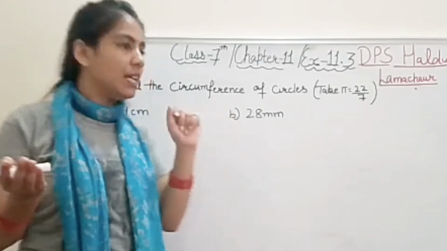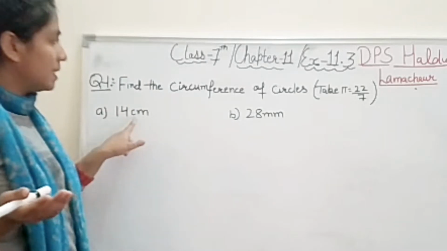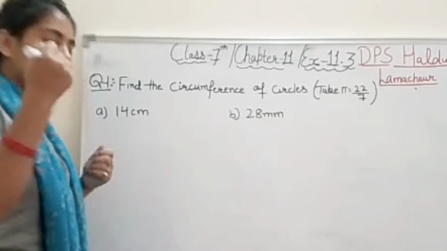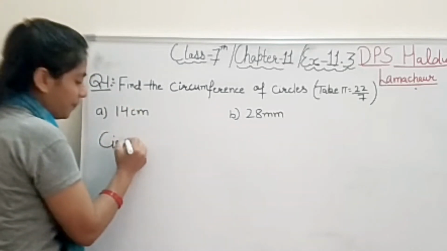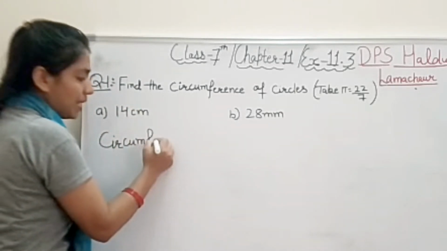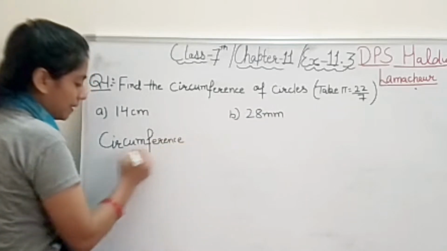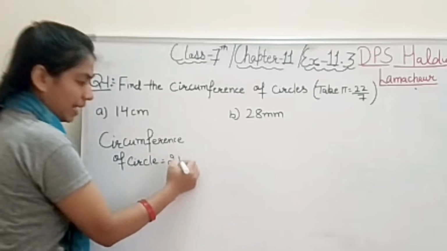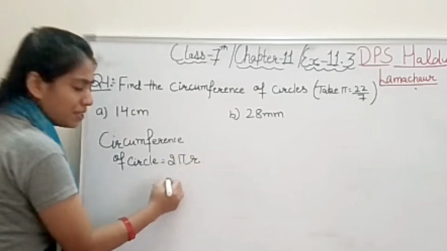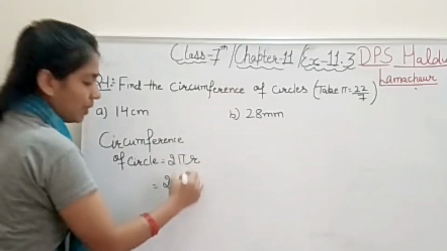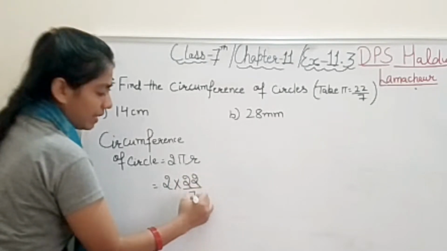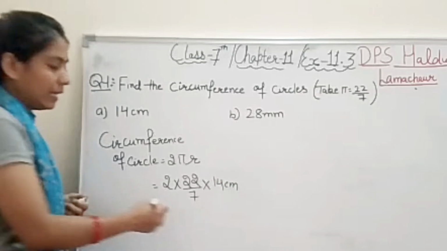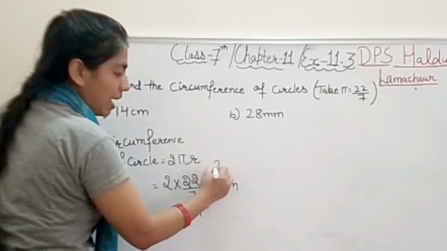right students? And r is 14 centimeter. It means this radius is given to you, right students? So directly you will do the solution. We know circumference of circle is 2 pi r. And directly put the value. Very simple students. 2 pi value given to you 22 upon 7 and r is 14 centimeter. So cutting, 7 1s are 7, 7 2s are 14.